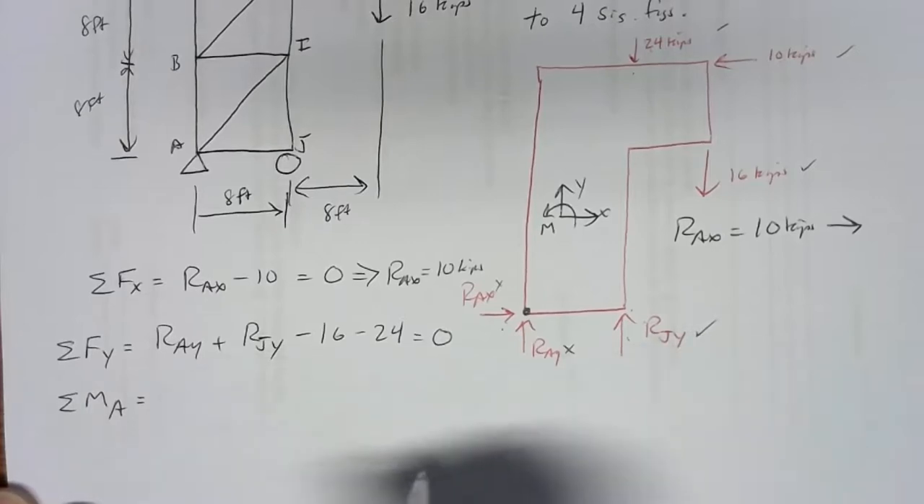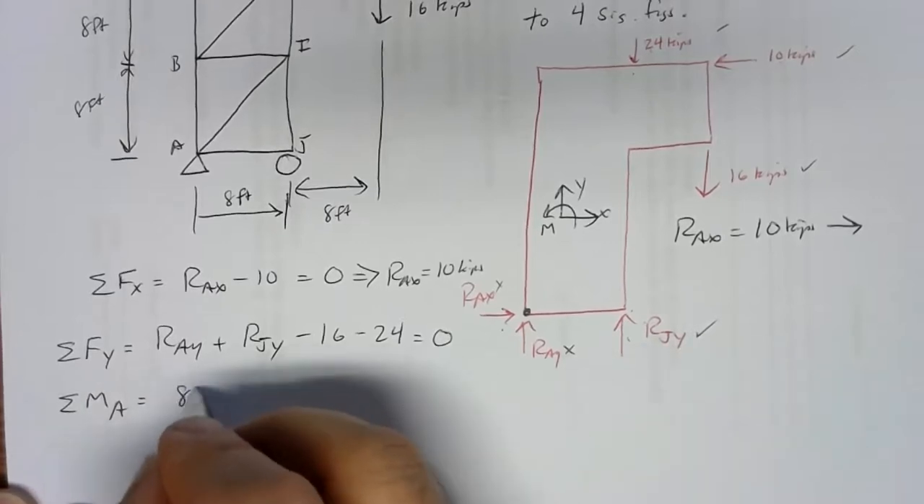So let's see here. We've got RJY, that's 8 feet away. So we've got 8 RJY.